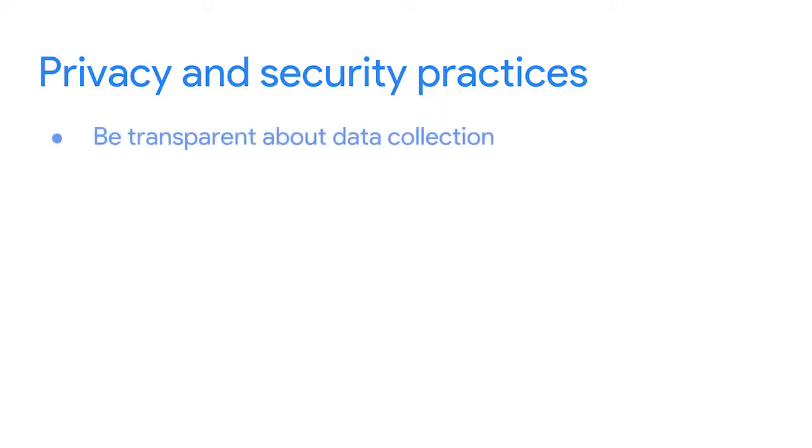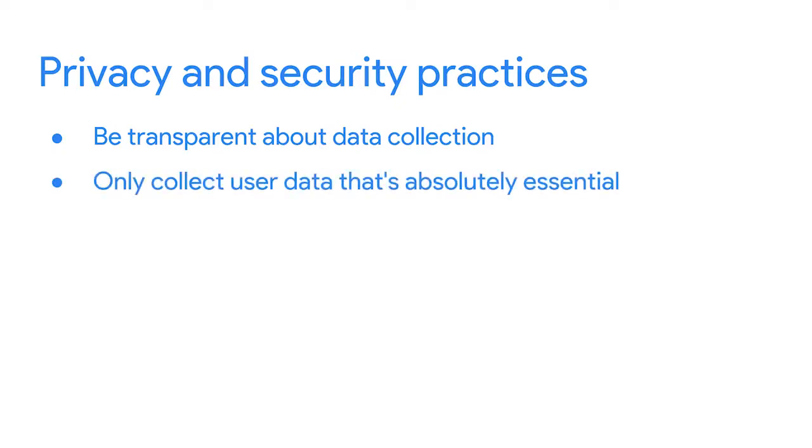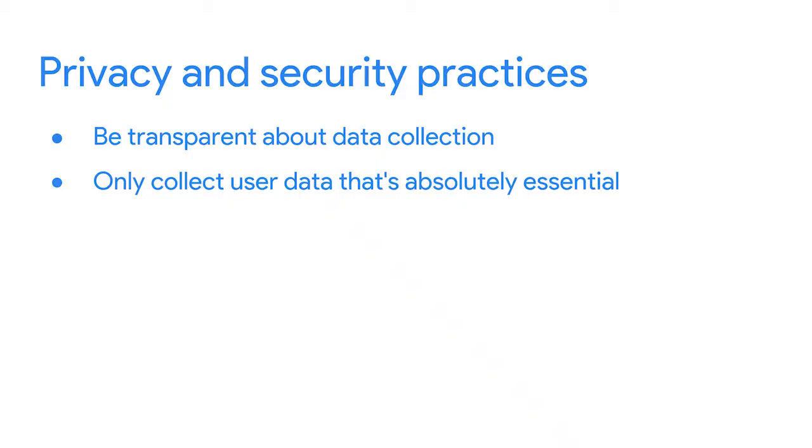First off, be transparent about data collection. Let your users know what data is being collected. Next, only collect user data that's absolutely essential for your study. For example, if you don't need to know a participant's date of birth, don't ask for it. Also, get active consent from your users to have their data collected and used.